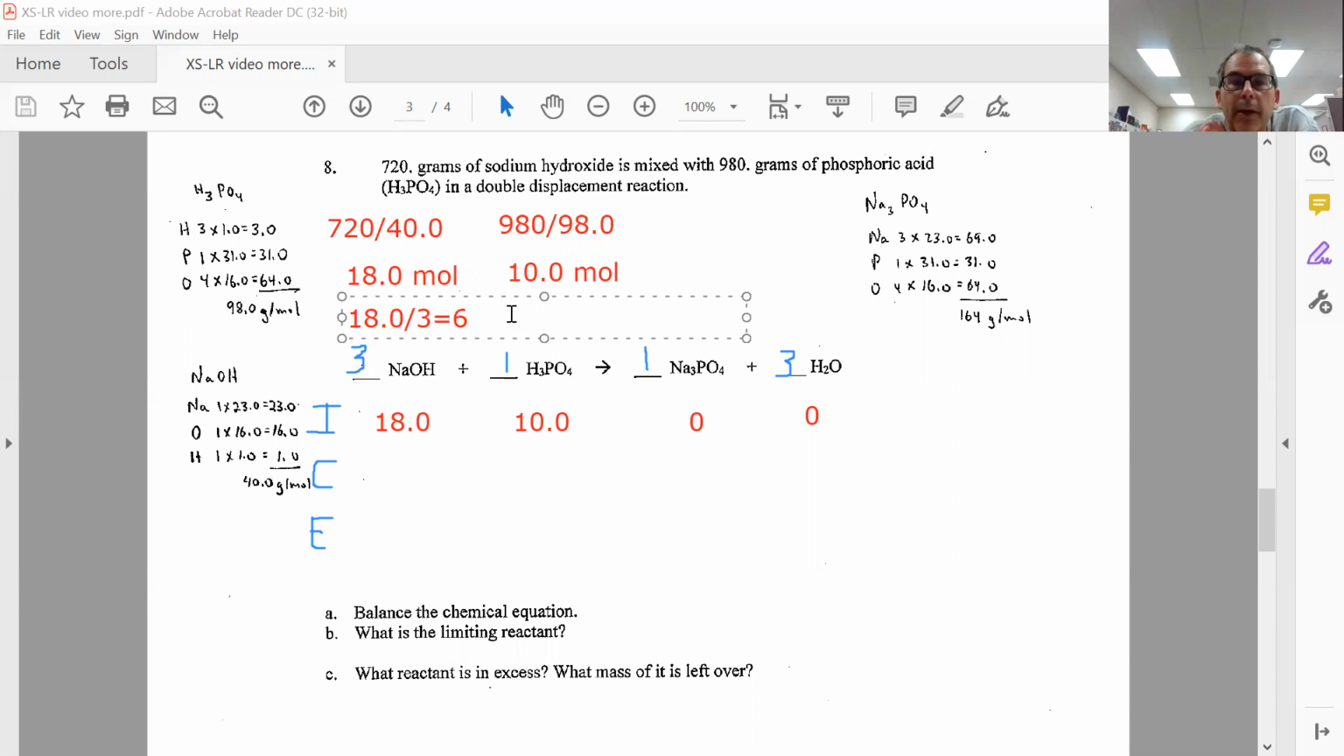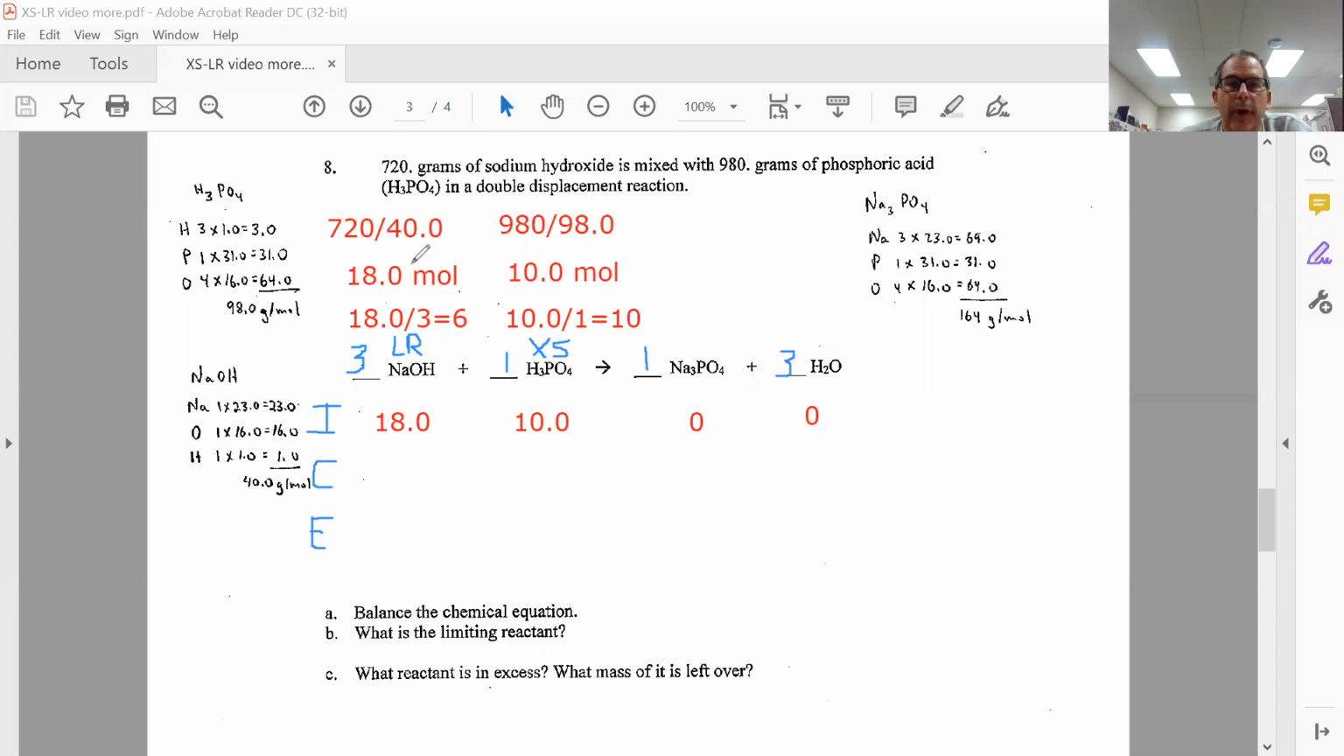The other thing I can do is take 10.0 over 1, and that equals 10. So I took this 18 divided by its coefficient, and it gets to be 6. 10 divided by its coefficient 1 gets to be 10. The smaller number is the limiting reactant. So even though NaOH has more moles, it's not 3 times as many moles, so it's going to limit us from making more product. It's going to run out first, and then the H3PO4 would be in excess, so I'll just write excess right here.